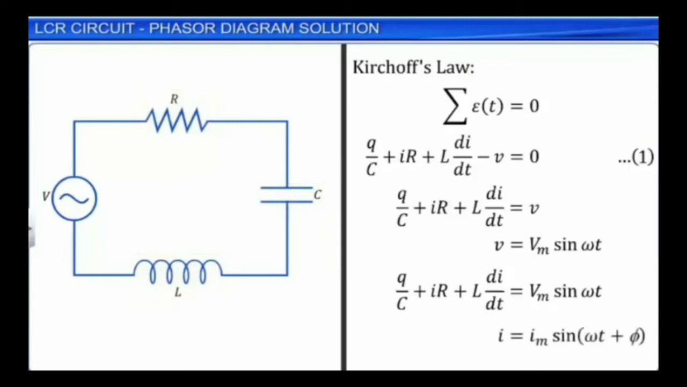Now we assume the current in the circuit to be I equal to Im sin(omega t plus phi), where Im is the amplitude of the current and phi is the phase difference between the voltage and current. That means here phi is the phase difference between the resultant voltage and current. In phasor representation, we represent the voltages across L, C and R as VL, VC and VR.